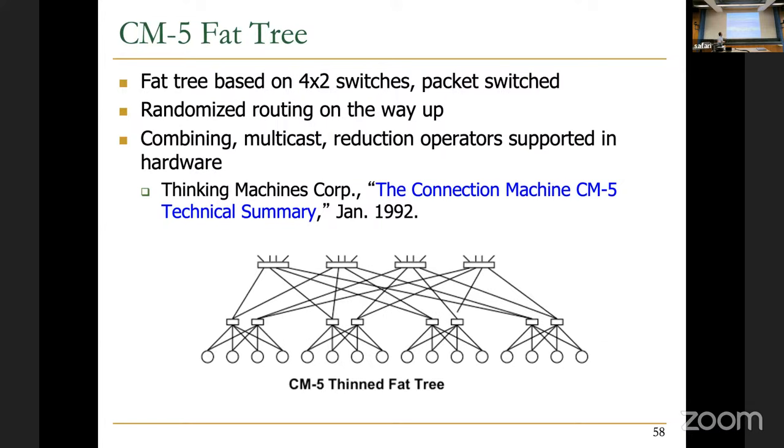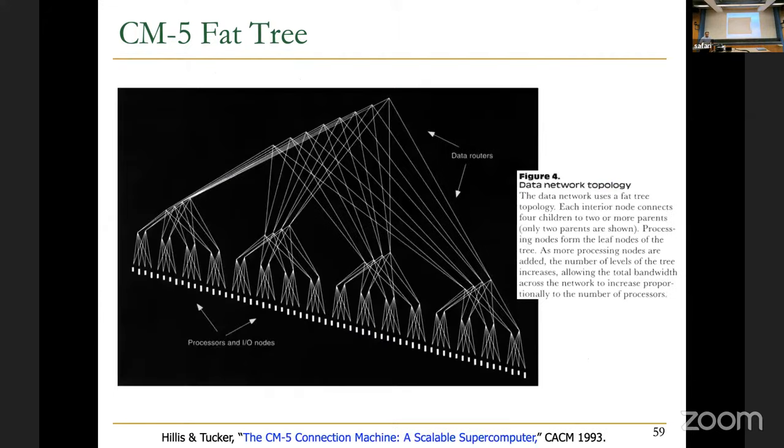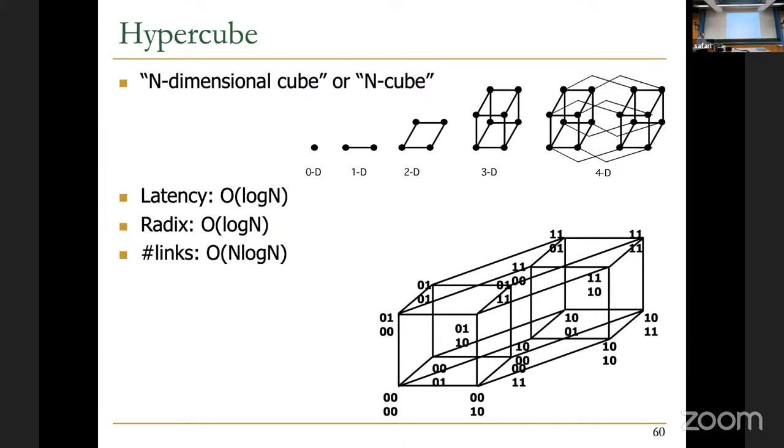So this is one implementation of fat tree. As I said, you don't necessarily add the number of wires to each link, but you provide more links. For example, this node is connected to this root and also this root, so it can reduce the number of hops to reach the destination node. This is another picture of the CM5 fat tree. Okay, so any question about trees?